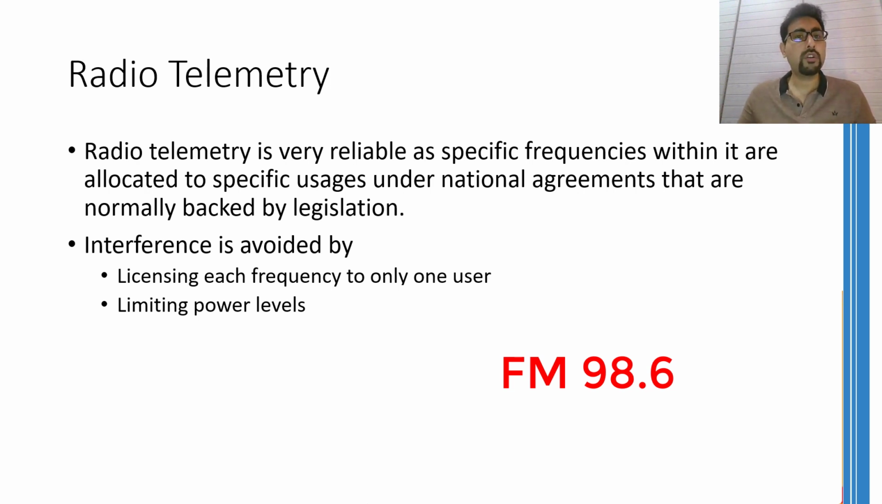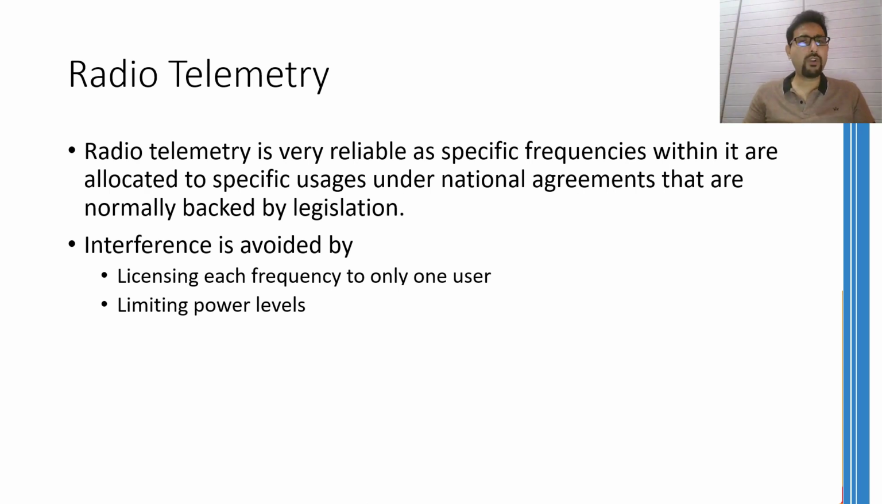Just as a side note, normally in radio stations, FM 98.6 means that this channel is using frequency modulation with a carrier wave of 98.6 MHz. You must have also listened to AM channels. Over there, AM stands for amplitude modulation.